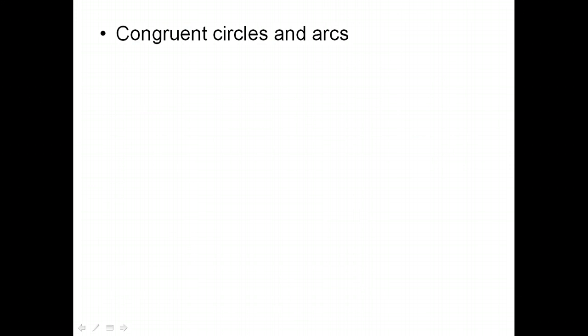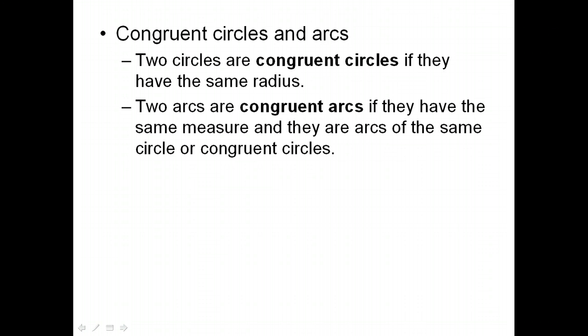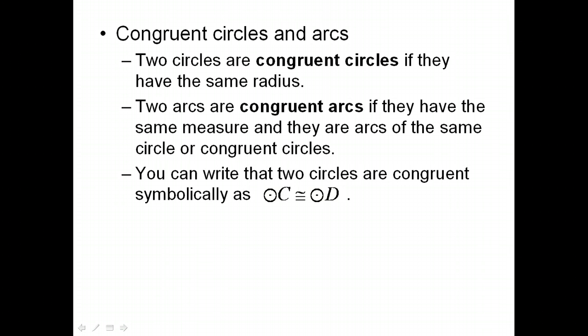Congruent circles and arcs. Two circles are congruent circles if they have the same radius. Two arcs are congruent arcs if they have the same measure and they're either arcs of the same circle or congruent circles. You can write that two circles are congruent symbolically.